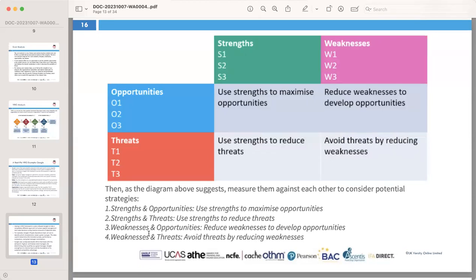Then the third one is weaknesses and opportunities: reduce weaknesses to develop opportunities. If there's no upsell or cross-sell capability and an opportunity to increase market share, O1, concentrate on creating compatible products or services to complement the existing range.